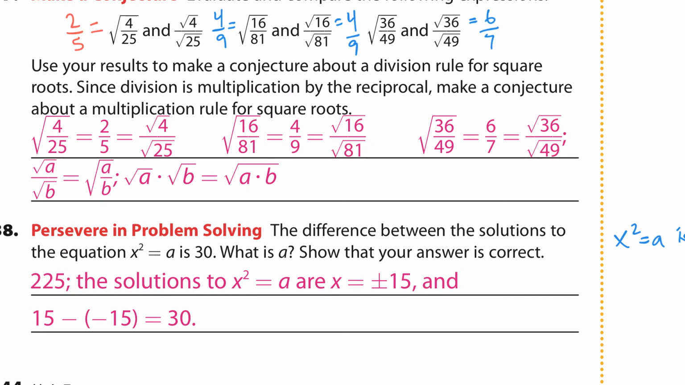The solutions to x squared equals a are plus or minus 15, and 15 minus negative 15 is 30. So what they're saying is this has two solutions, and the difference between those two solutions is 30. Those two solutions are 15 and negative 15, because the difference between 15 and negative 15 is 30. And what is the square of 15? 15 times 15 is 225. So that's what's happening with that one.